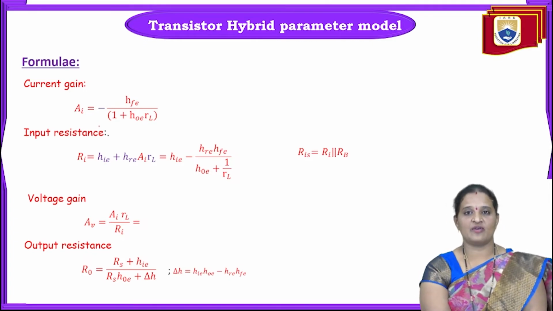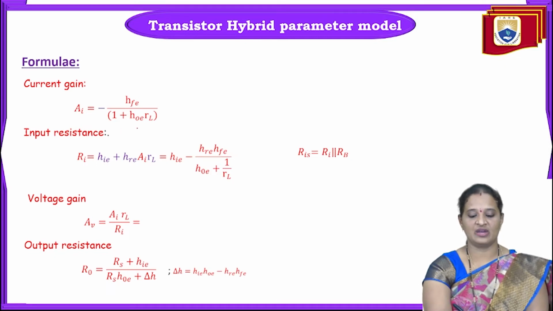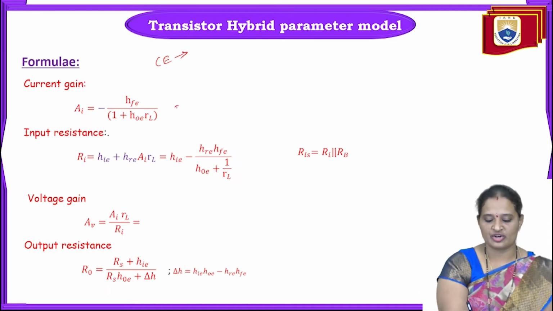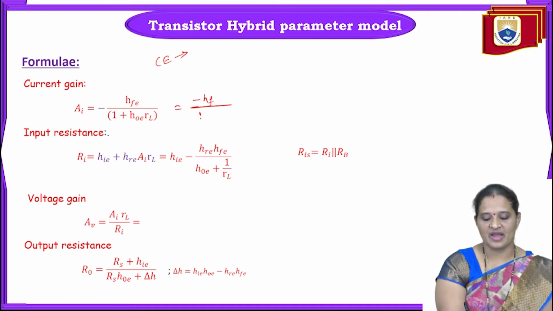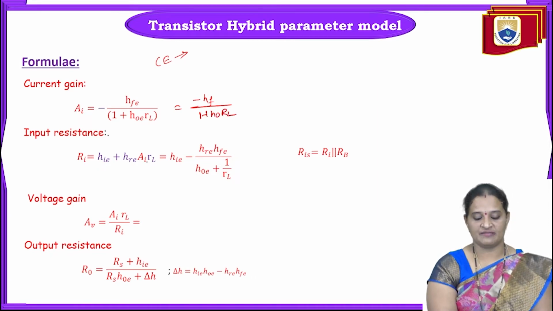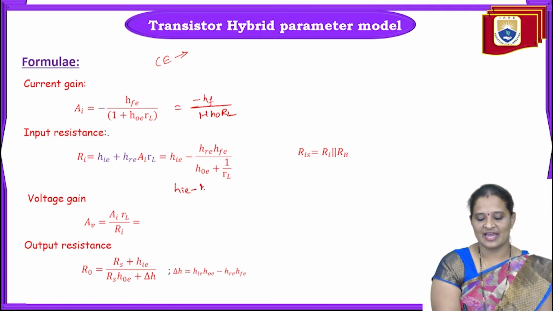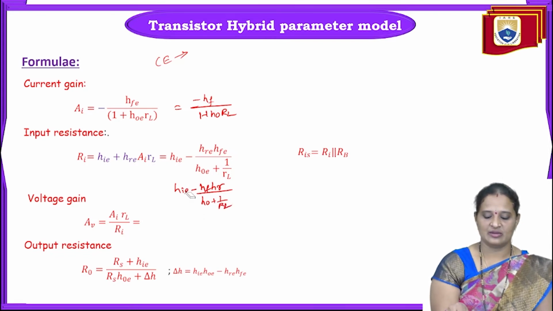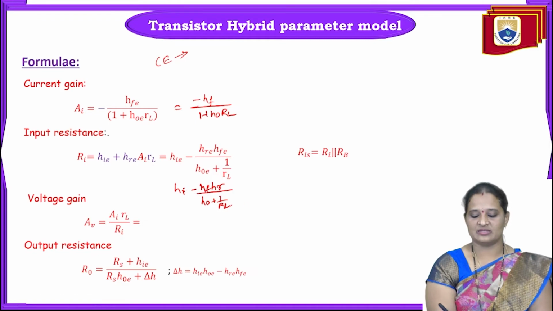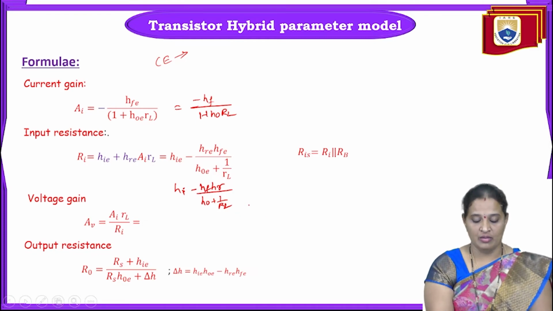The current gain formula, if we consider a common emitter configuration, is minus hfe, or in general we can write it as minus hf divided by 1 plus ho into RL. And input impedance is given by hi minus hf hr divided by ho plus 1 by RL. 1 by RL is nothing but the admittance YL, so we can also write it in terms of that.